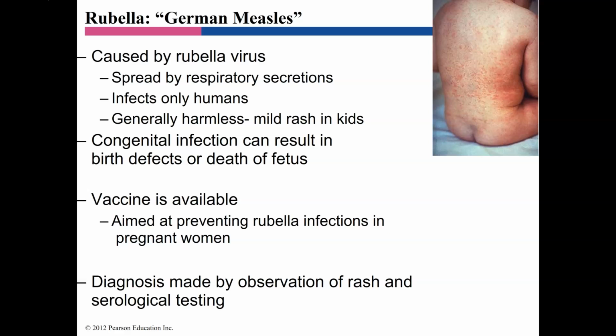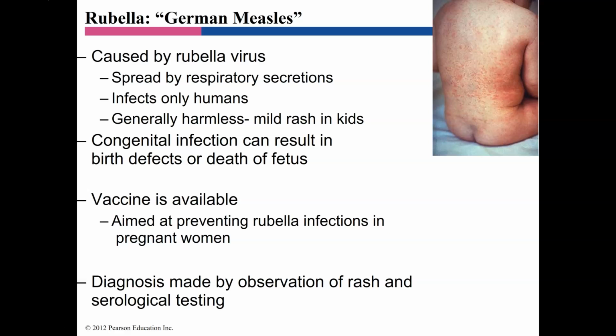This is a virus spread by respiratory droplets that can only infect humans. It's generally a very harmless infection that shows up as a mild rash in kids, like you see here. The rash is diagnostic for the disease, and you can confirm with serological testing, which by now you know is tests looking for antibody directed towards the pathogen.